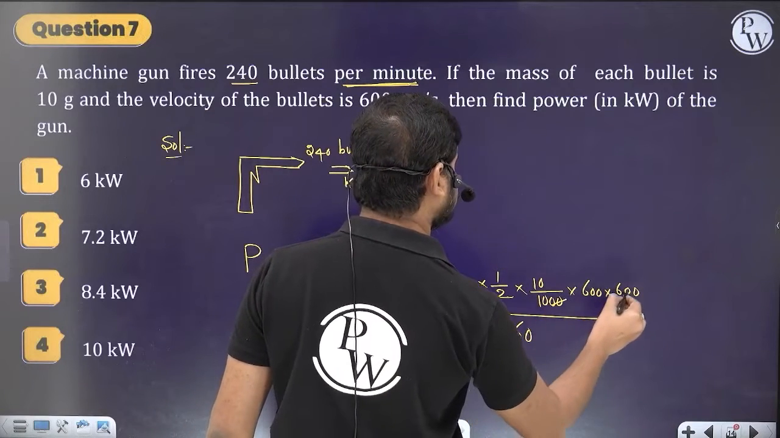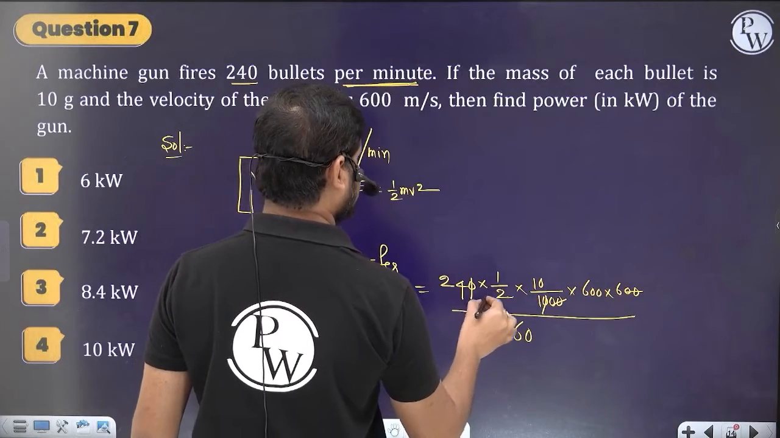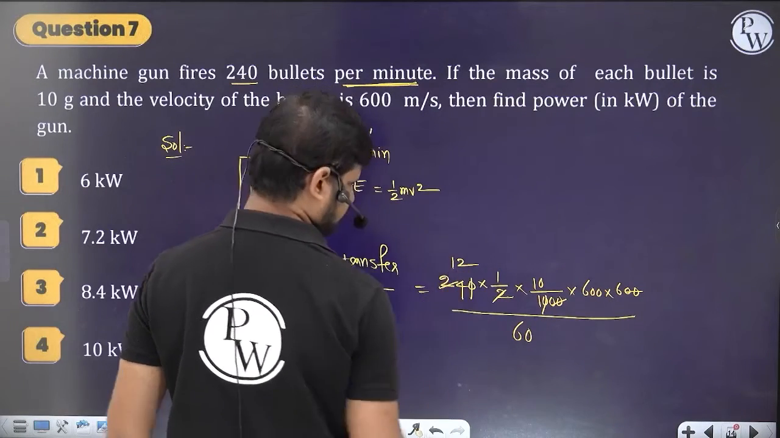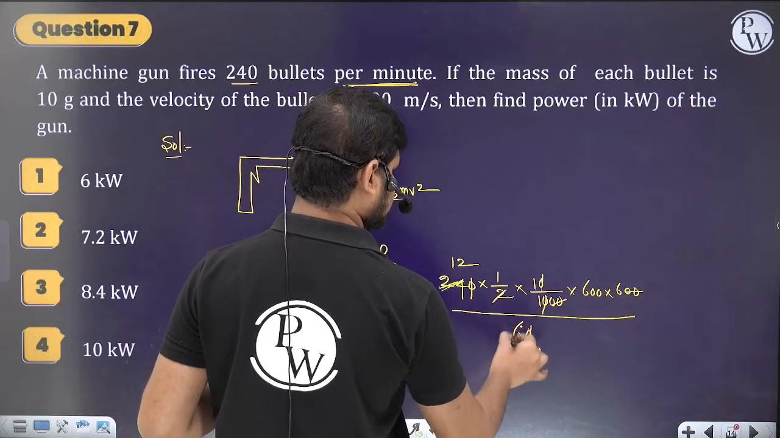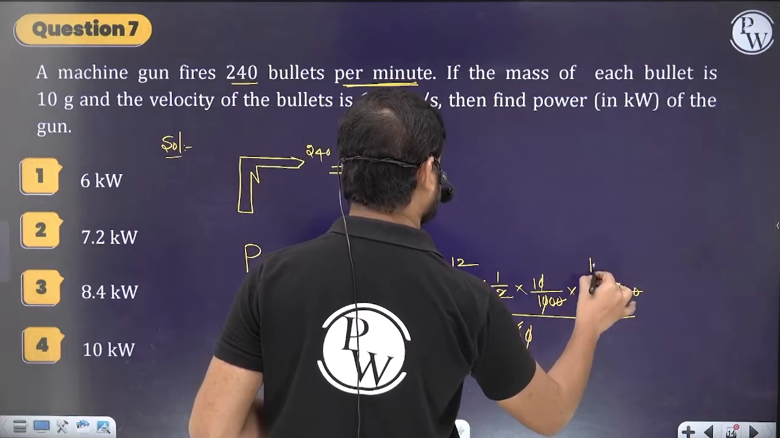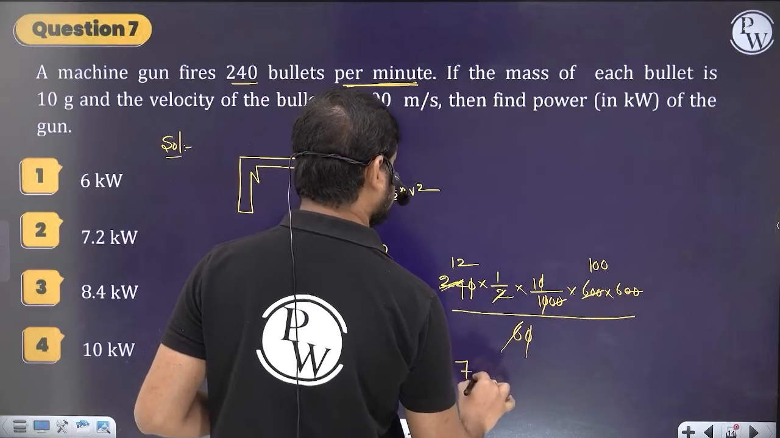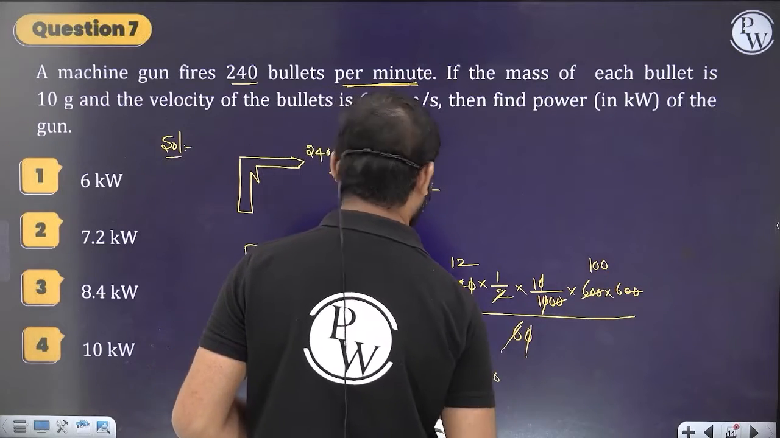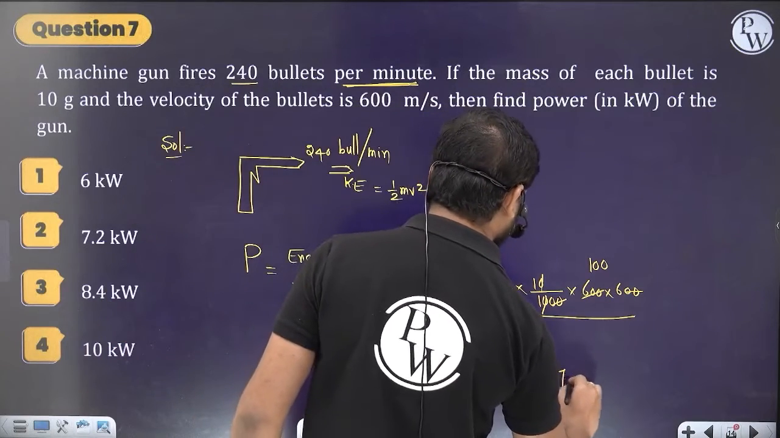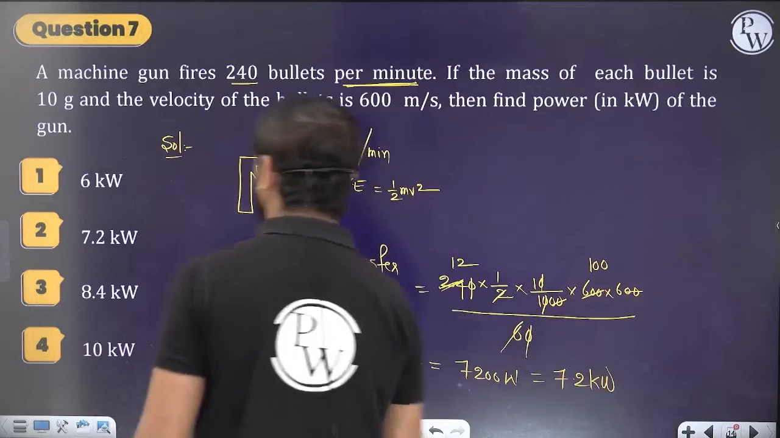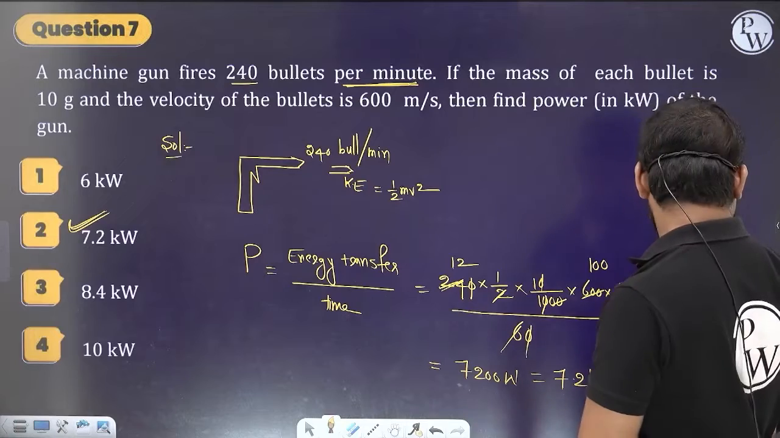Then what do we get? Two zeros get cancelled, 1 0 and 1 0 get cancelled, and then 2 1s are 2, 12s are. What else is left? Here 0 cancels and 6 1s are 6, hundreds are, so 600 into 12, which is 7200, right? So this is the power, in watts. 7200 watts, which we can also write as 7.2 kilowatts. Simple question. Option 2 is the correct one, guys. Understood? Chal, let's move further.